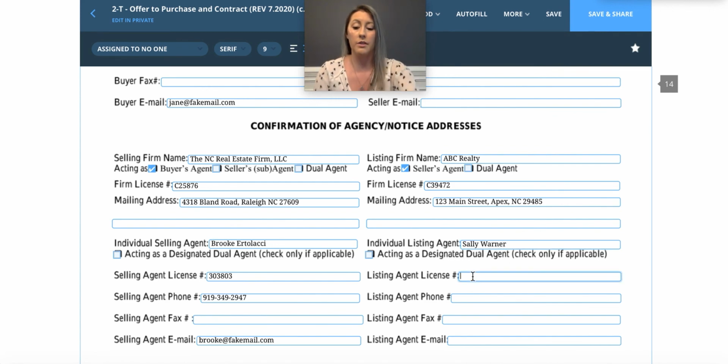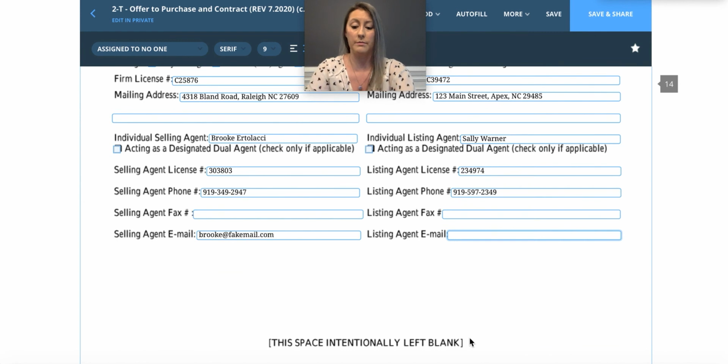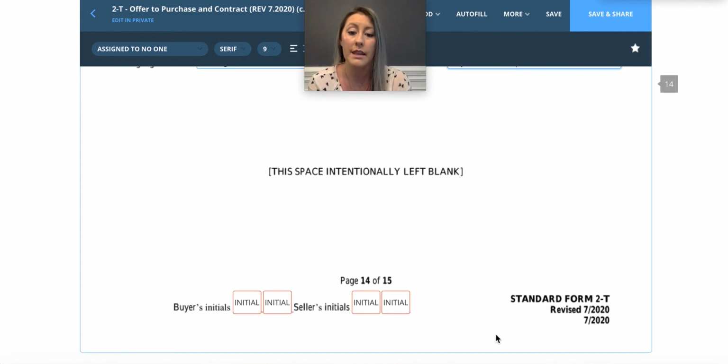All right, then find out their license number, their phone number. It's always important. Put in all their information. Again, fax, I mean, come on. All right, that is it.